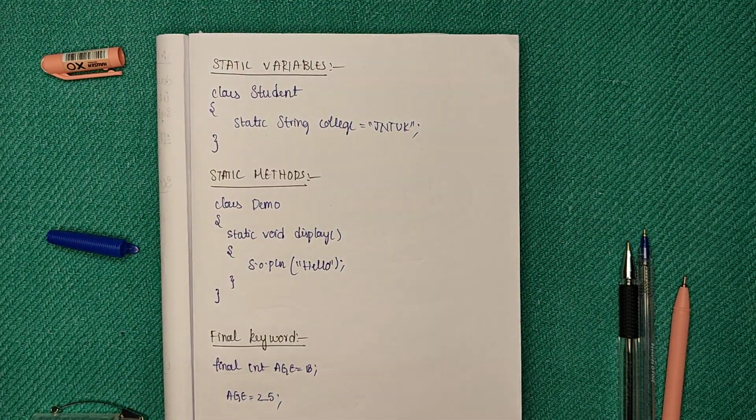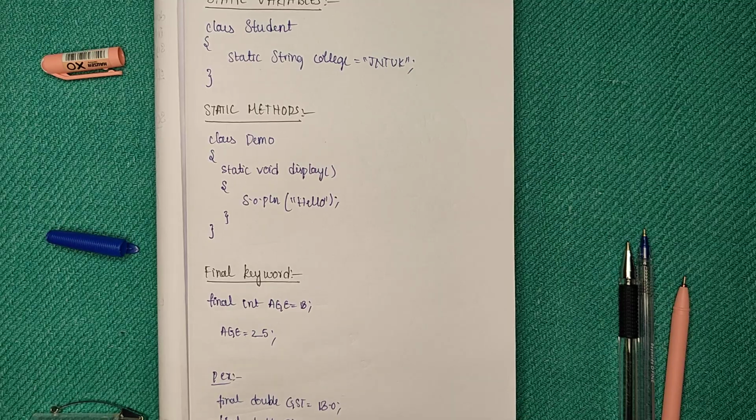This is the program. A static variable belongs to the class, not to individual objects. For example, every student has a different roll number, age, and marks, but the college name is common. Therefore college name can be static. Now static methods. Observe the program. A static method belongs to the class and can be called without creating an object. As a real life example, students don't create a new principal every day. Similarly, static members belong to the class.